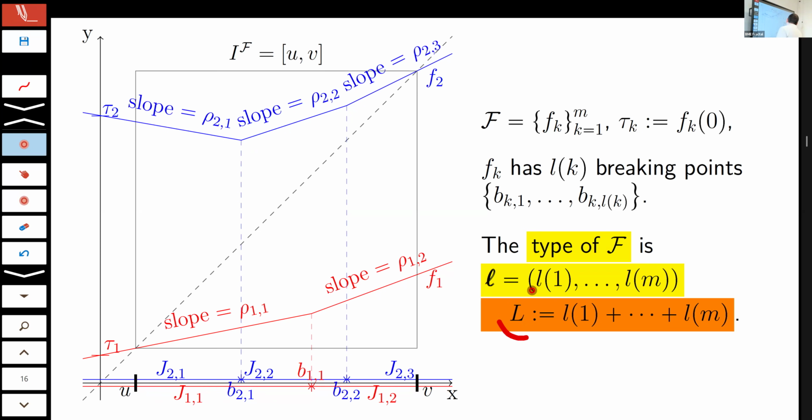This letter L will be important because it defines the size of the parameter space, right? This is the number of all the breaking points, basically.